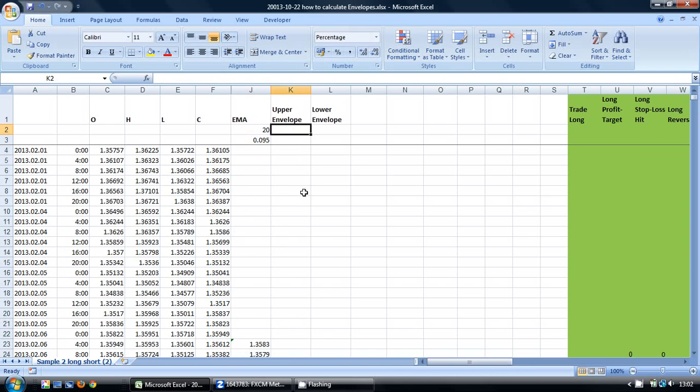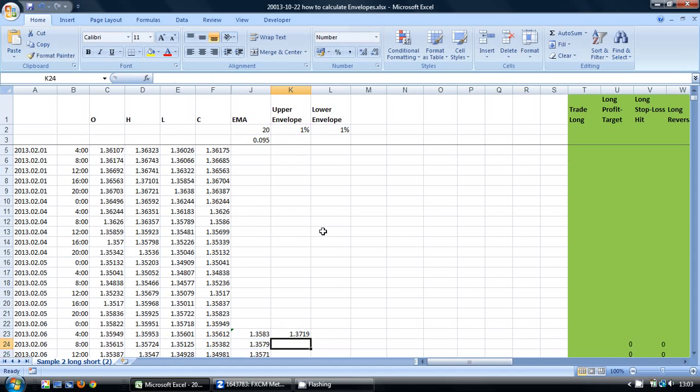Okay, so our first upper envelope, I'm going to specify our offset, which is 1%, and of course I'm going to use the same for the lower envelope. And so we calculate the upper and lower envelopes by, first of all, taking our exponential moving average, and then for the upper envelope, we say this plus our close multiplied by our offset percentage, again F4. Copy that down. And for the lower envelope, I'm going to take the average and subtract close multiplied by the offset percentage, F4. Copy that down.